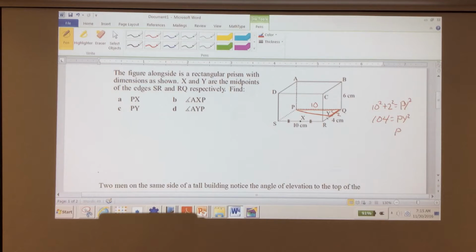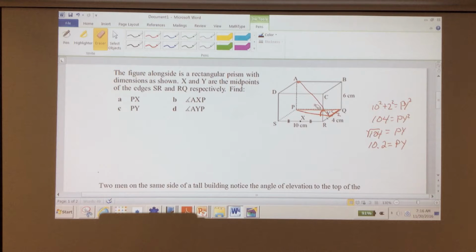So PY equals the square root of 104, which is probably 10.1. Let me punch it in and see. 10.2, round it off. Okay, there's our PY. Now angle AYP. AYP. From this top corner down to Y over to P. So it's this angle in there.